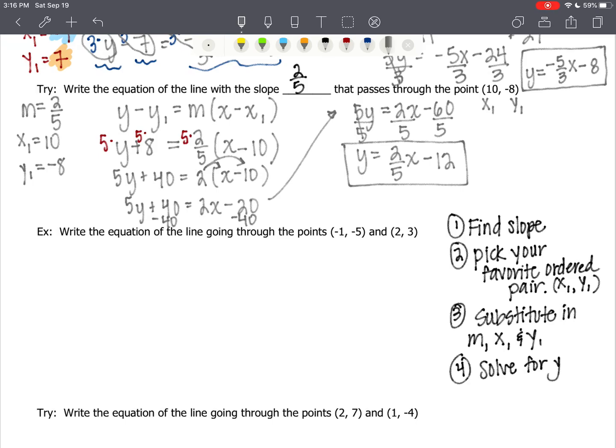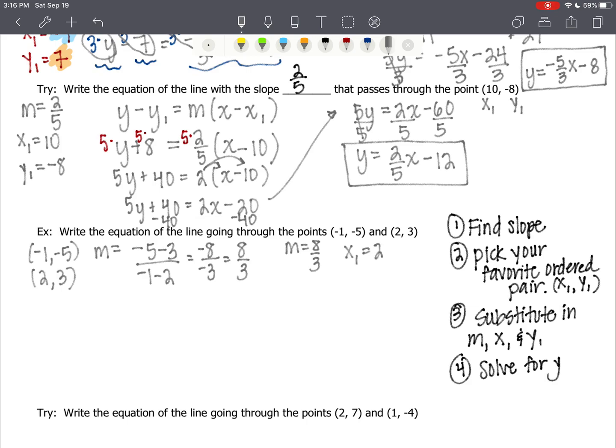So remember how we find the slope. We're going to write the ordered pairs on top of each other. And our slope is equal to, I'm going to say -5 minus 3 over -1 minus 2. So that's -8 over -3, which is positive 8/3. So m is 8 over 3, and I'm going to say x1 is 2 and y1 is 3.